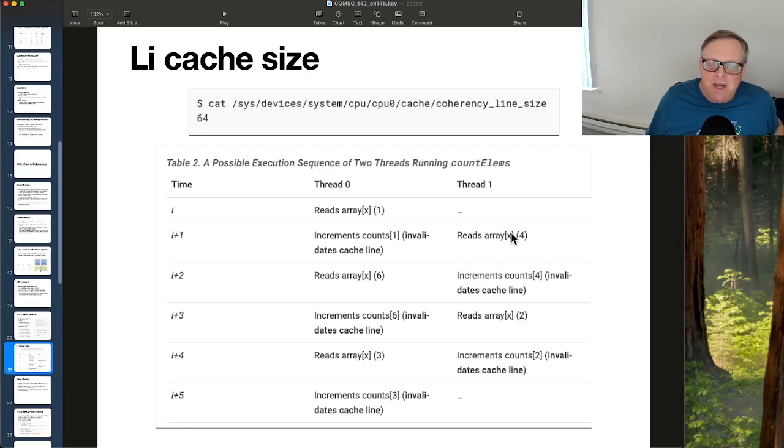and this invalidates the cache line over here. So this one's going to read the array and have to go to the main memory for it. This one's going to read the array. This will increment this one, invalidating the cache line. This will be invalid. So you're really constantly having to refresh it from main memory. You're not getting any good out of the cache.